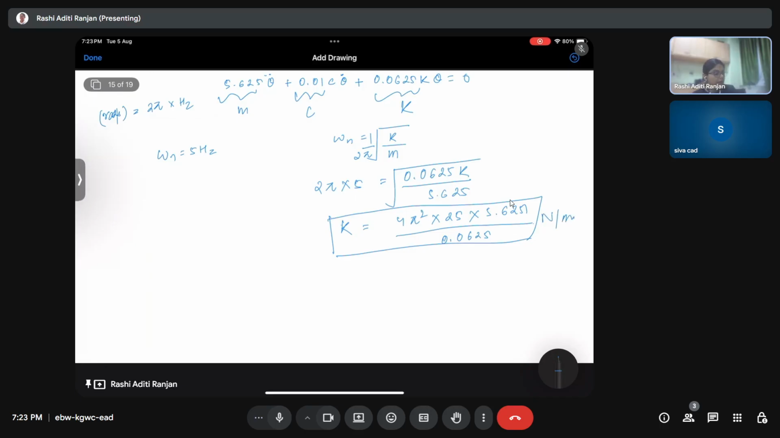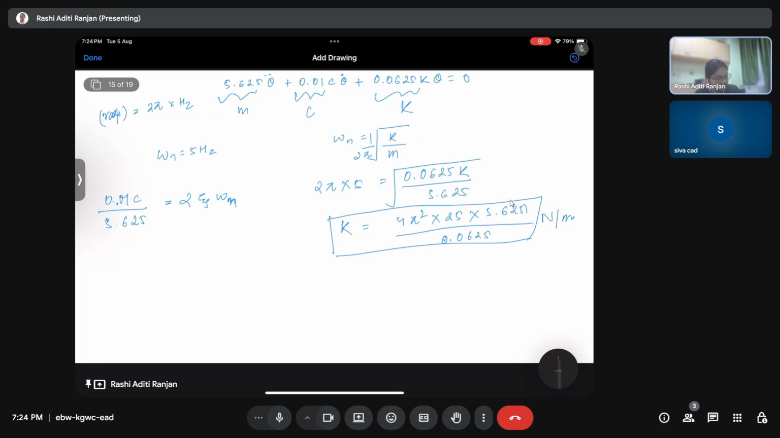Similarly, I can find out the value of eta. How? See, we know that the center term, which is 0.01 c by 5.625, is going to be equal to 2 eta omega n. From here, we know the value of omega n, right? So if I put the value of omega n, okay, no, but for that we'll have to find the value of eta as well. Okay, sorry. This will come after.